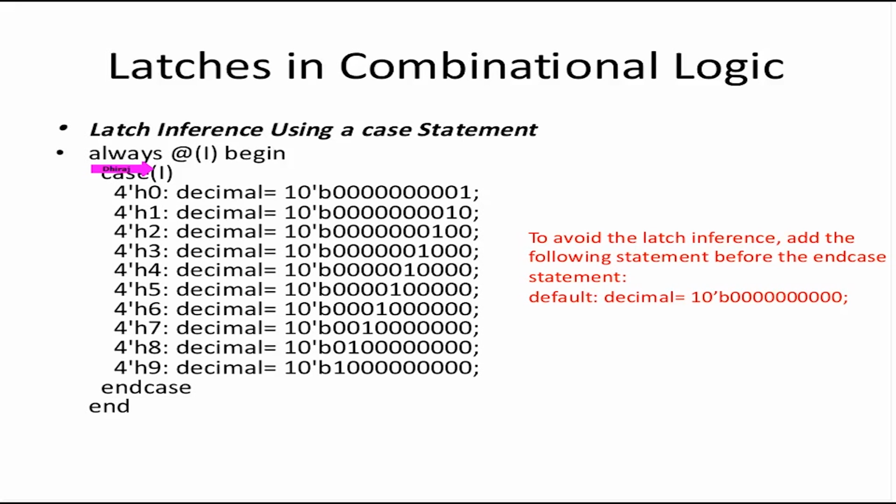So to prevent the latch, we add a default statement. Default means that for all such cases which are not defined here, the decimal will get all zeros. This will tell the tool that all the cases are defined, so please implement combinational logic, not a latch. In the last few slides we discussed combinational elements, how to code them, and how to make sure that the design is latch free. We saw different methods: writing an always statement, using an assign statement, using case, using if.